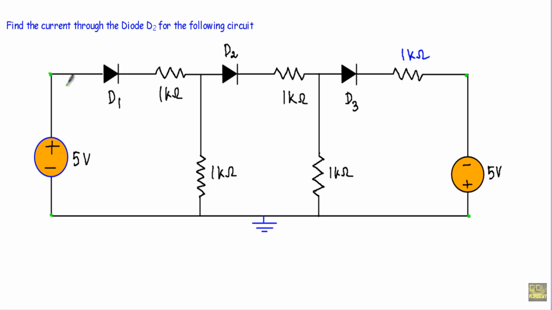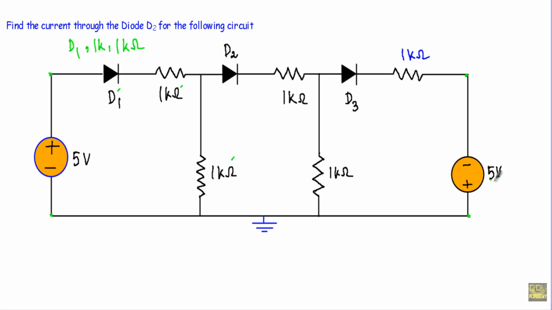Here you will see within this loop we will have this 5 volt source connected. That means some portion of this 5 volt will be dropped across this D1, some of this 5 volt will be dropped across this 1 kilo ohm, and the rest of them will be dropped across this 1 kilo ohm. That means we will get the 5 volt drop across this terminal to this terminal across the diode D1, this 1 kilo ohm resistor, and this 1 kilo ohm resistor.